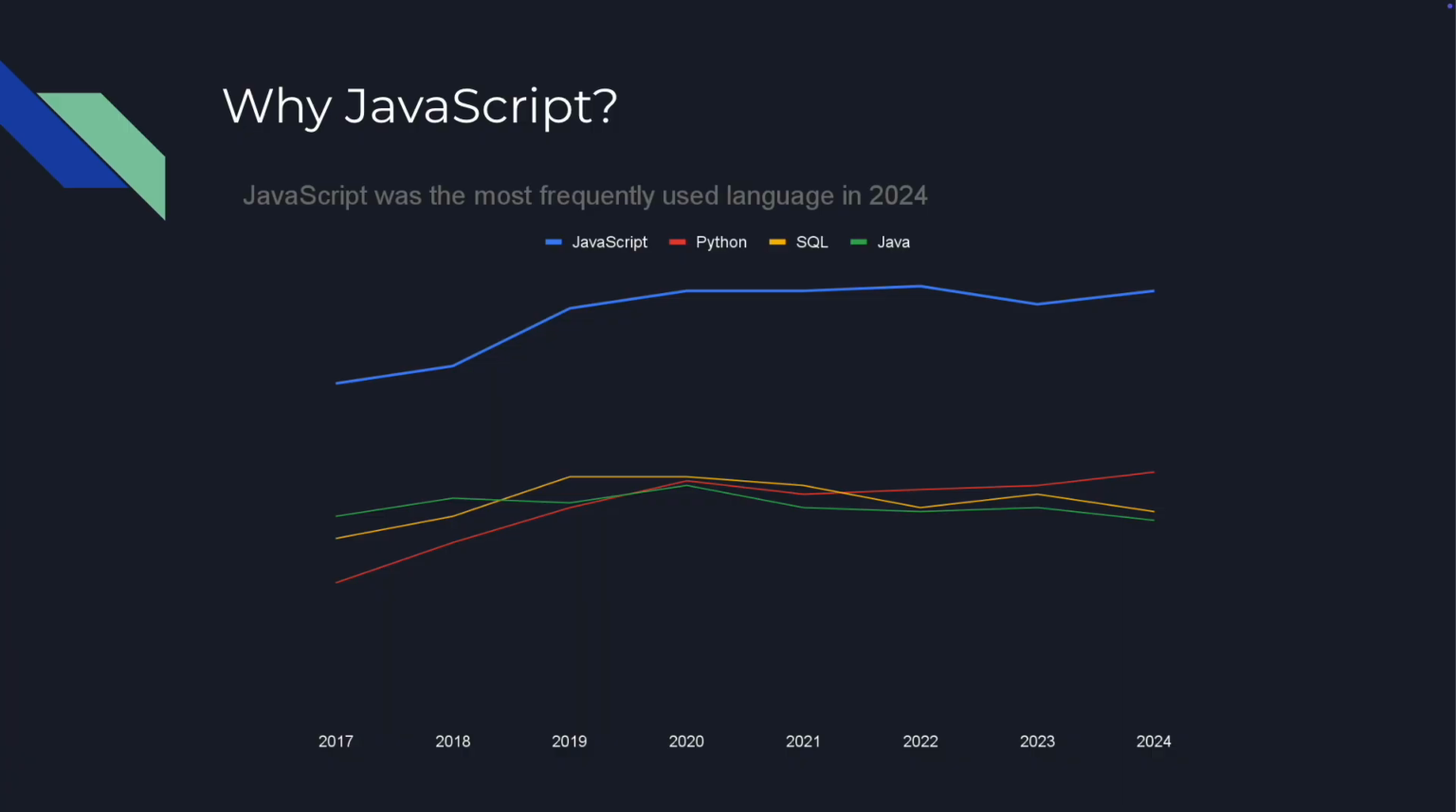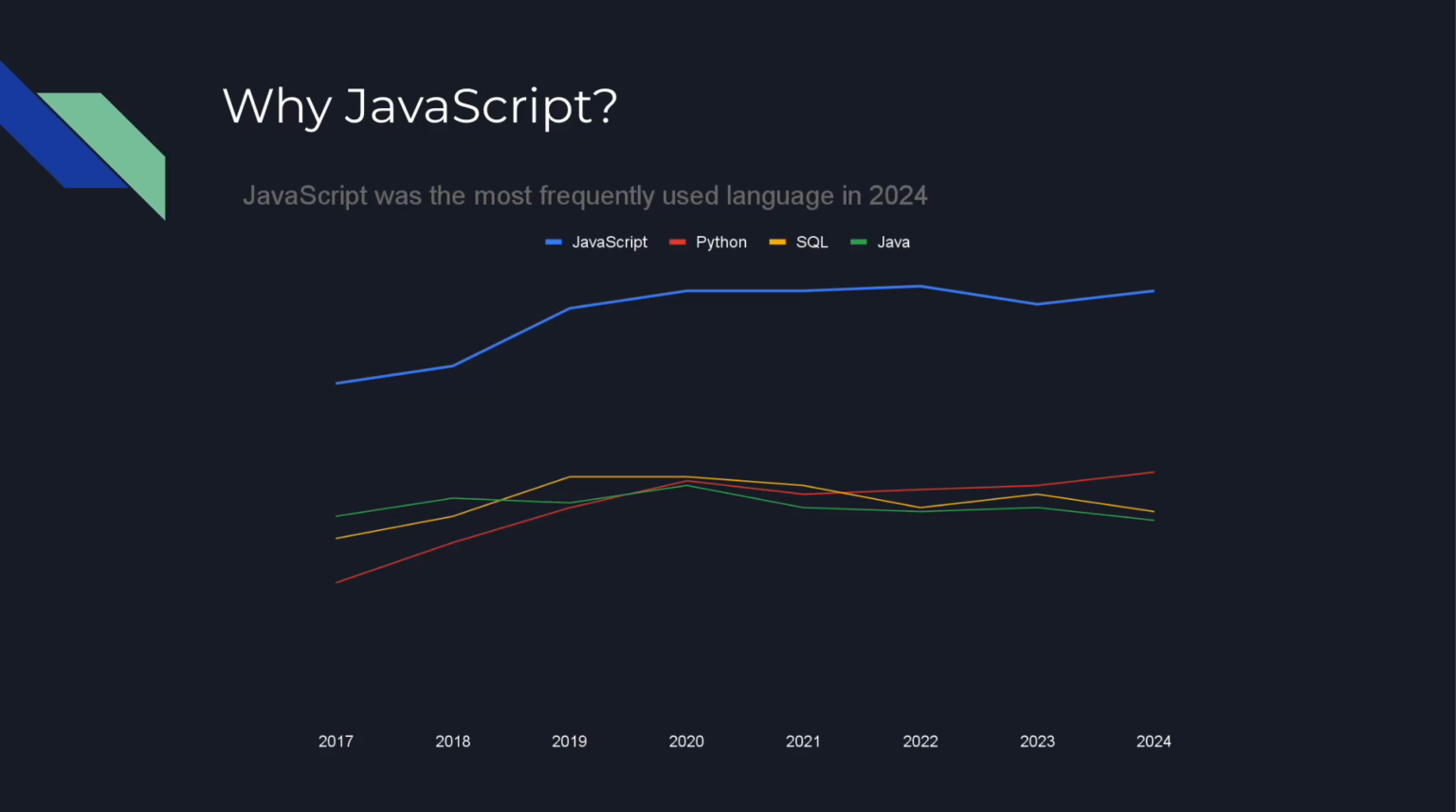So why study JavaScript? Well, in a recent study done by JetBrains, they surveyed a whole bunch of developers and they asked them what they developed in 2024. And so they just recently published this in 2025, but as you can see from this graph, overwhelmingly, JavaScript was the most frequently used language in 2024. So if you are going to learn a programming language, JavaScript is the language to use.